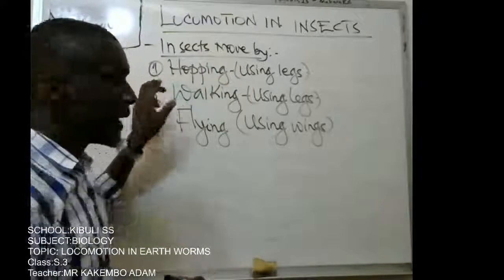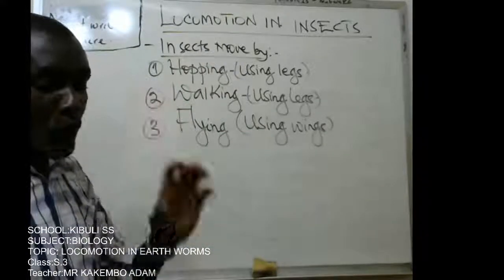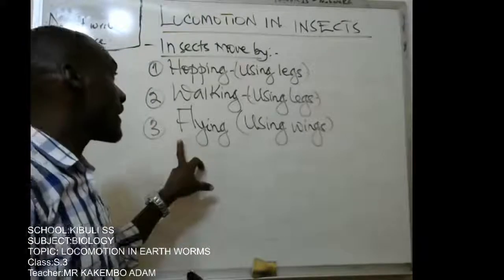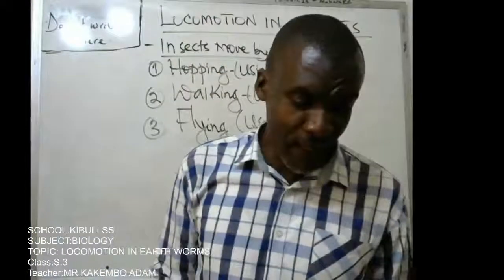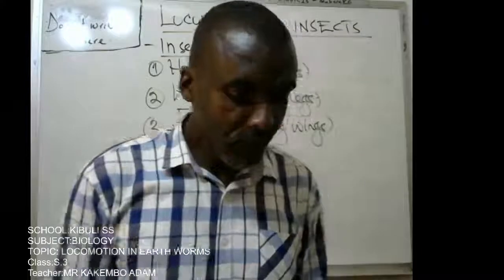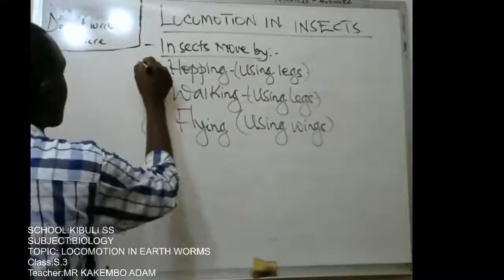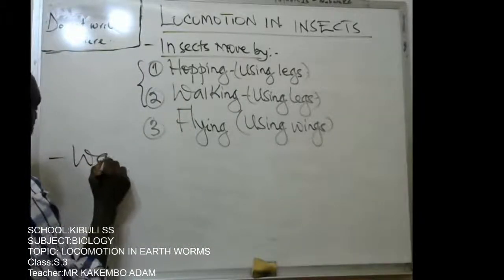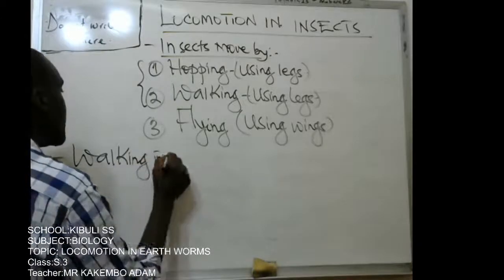Some are hopping insects. There are those that only walk, without flying, without hopping. Then there are those that fly. They have wings for flight. So we're going to begin with those that walk and those that hop. Look at the first: walking in insects.